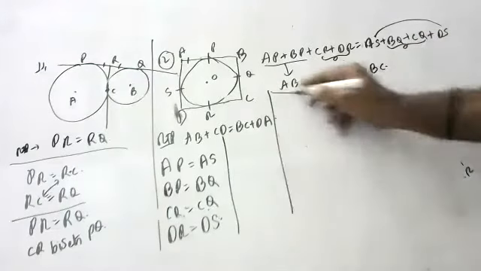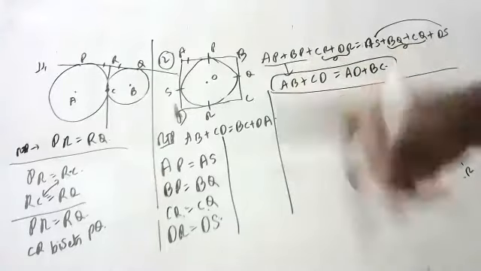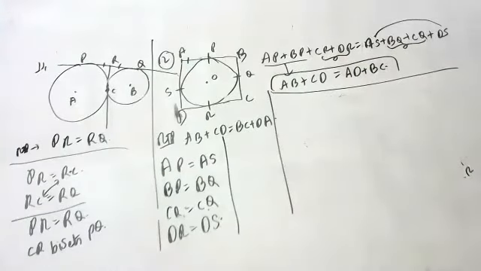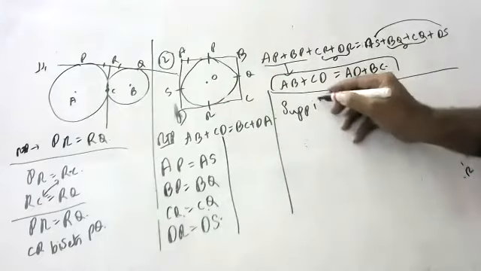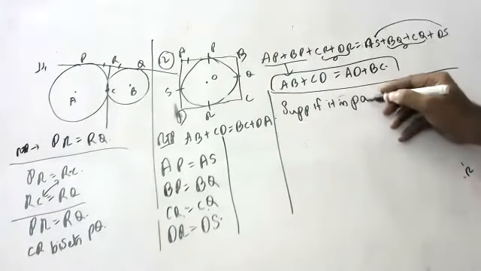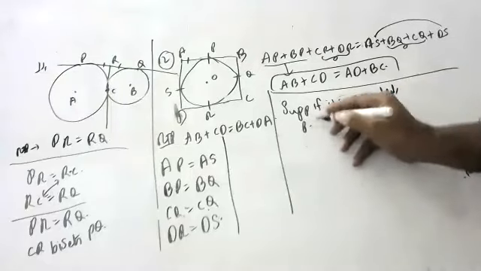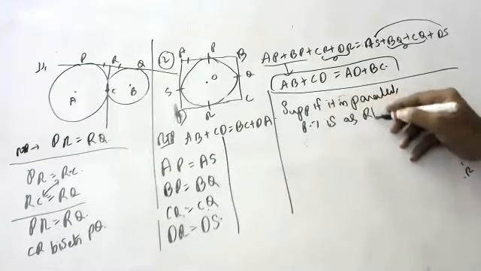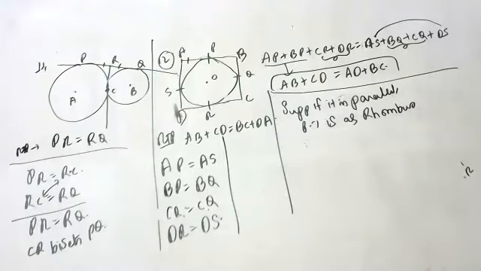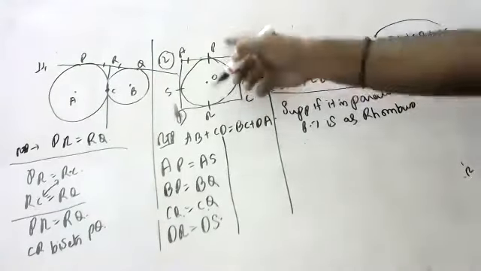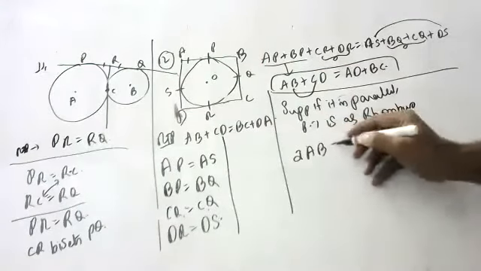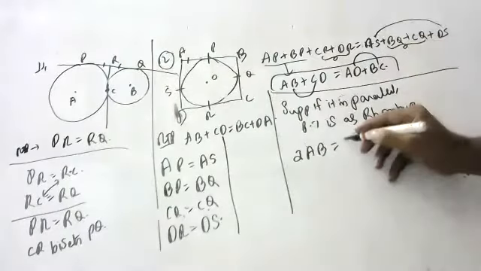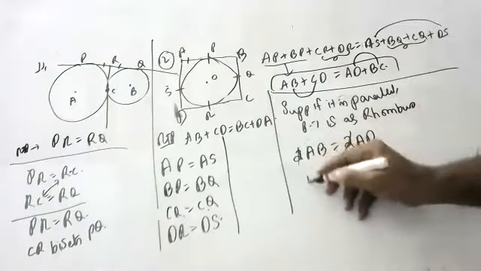Okay, children, this is very important. In your textbook, one more question is given as a continuation of this. Suppose this is a parallelogram, prove it is a rhombus. Can you prove it, children? In a parallelogram, opposite sides are equal. So AB plus CD we can write as 2AB, and AD plus BC we can write as 2AD. So AB is equal to AD.